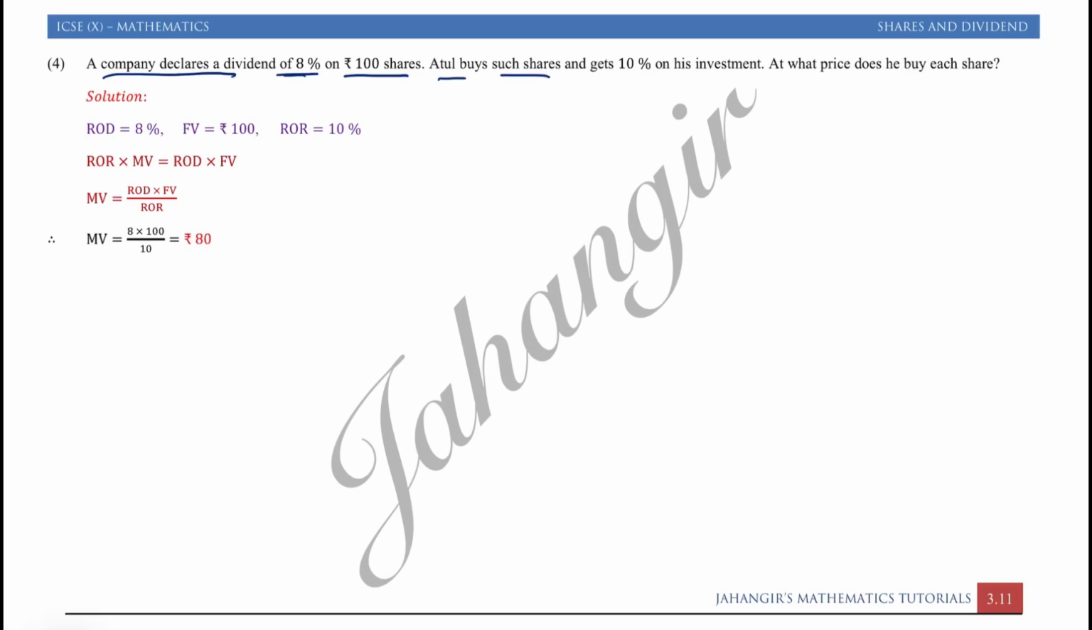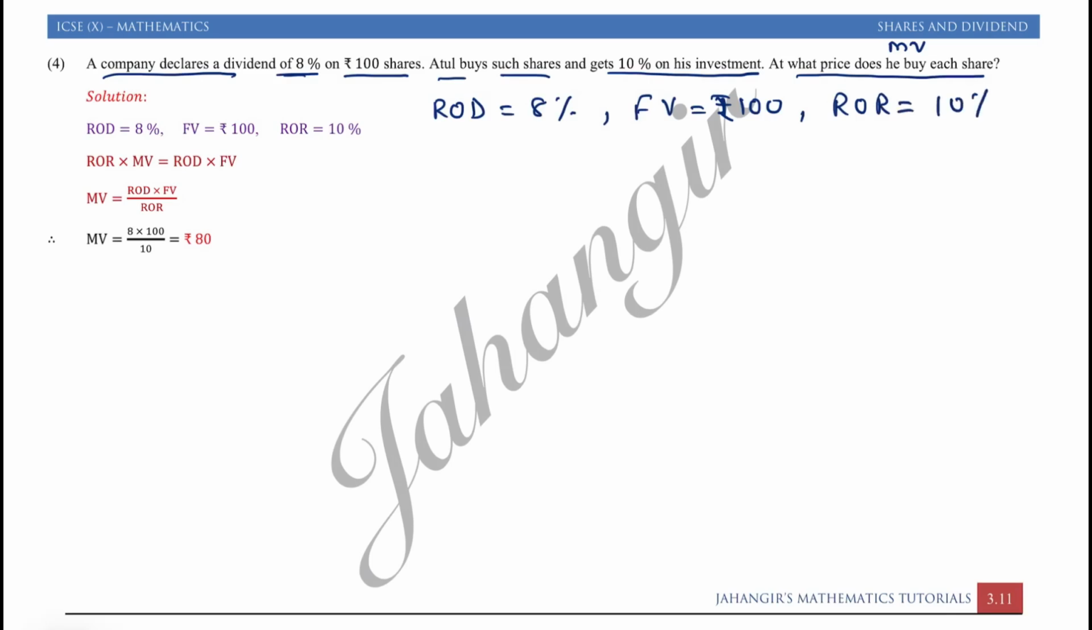Atul buys such shares and gets 10% on the investment. Whatever percentage we are getting on our investment, that is always rate of return. At what price does he buy? We have to find MB. So here the given information is ROD, that is 8%. Face value is rupees 100. Rate of return is 10%. We have to find MB.